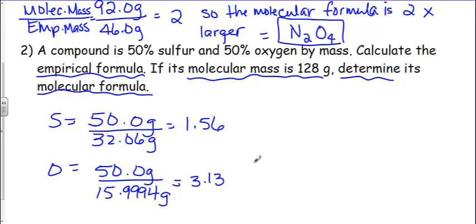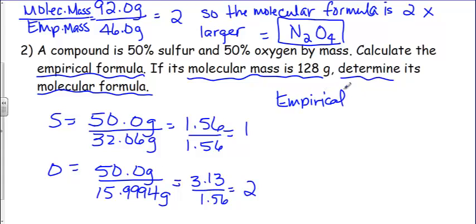Step 3 now, because we did steps 1 and 2, is to divide by the lowest mole number, which would be 1.56. This is going to give us our empirical formula, and then we can get the molecular formula based on the mass. Sulfur is going to be 1, and when we divide oxygen out, we get 2. So it's a 1-to-2 ratio, and our empirical formula is equal to SO2.